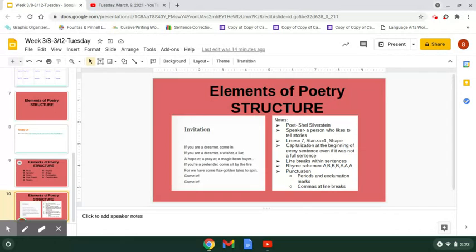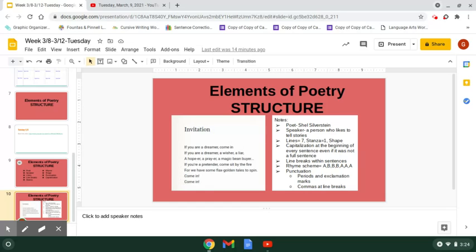All right, so let's look at the lines. So let's see, we have 1, 2, 3, 4, 5, 6, 7. So we have 7 lines. The title of the poem does not count. So it's just the poem. So again, 1, 2, 3, 4, 5, 6, 7. So we have 7 lines.